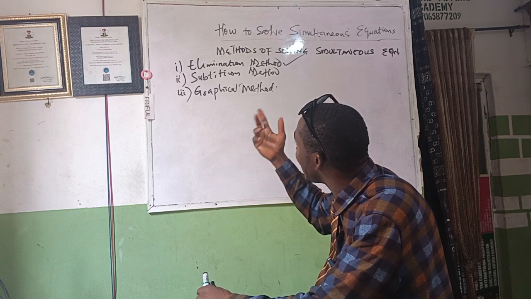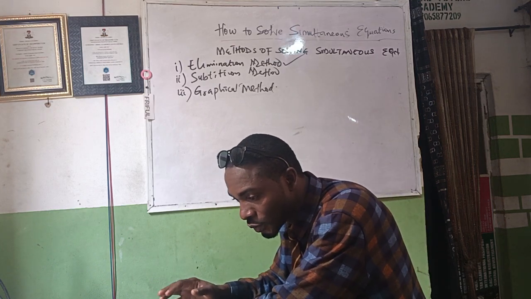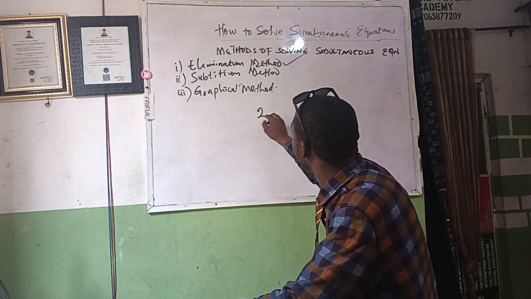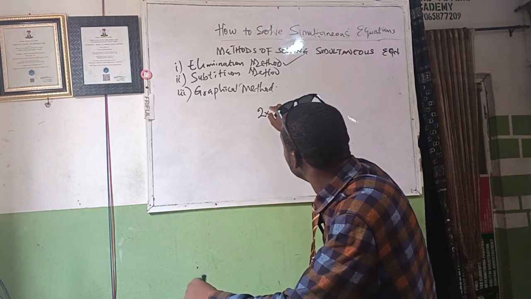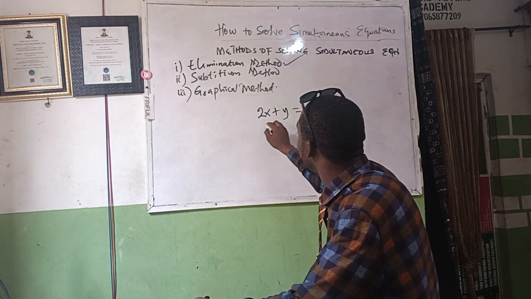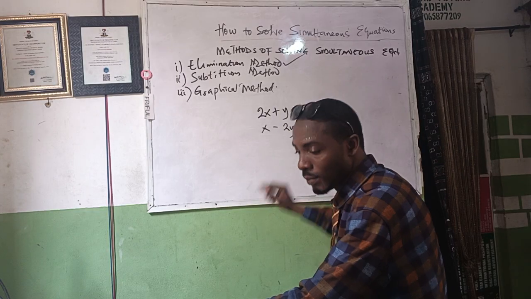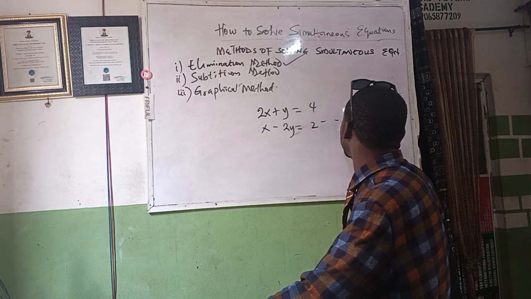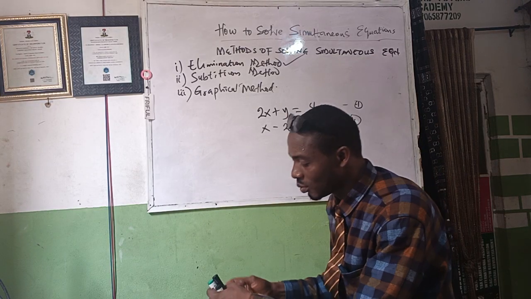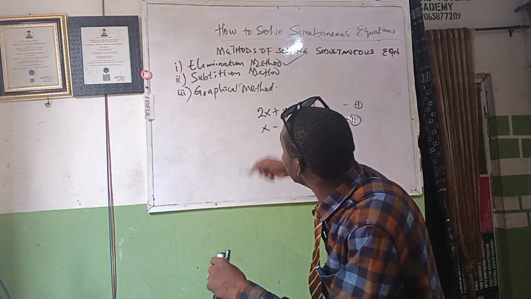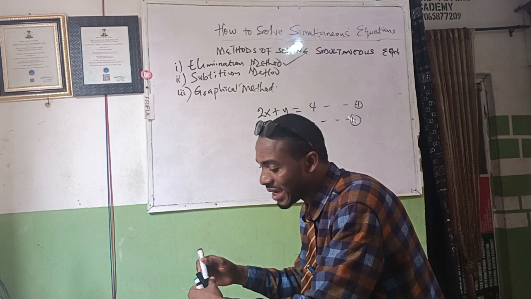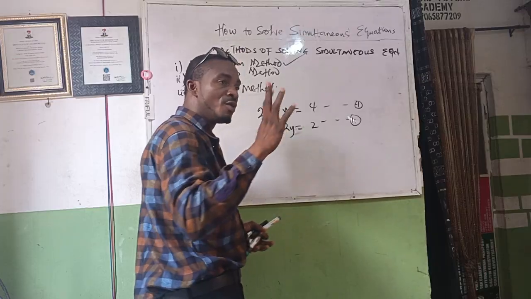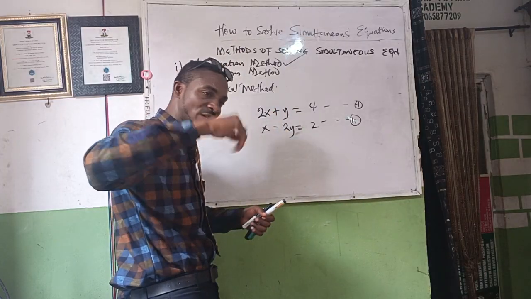Then let's say, for example, we have elimination method, which is number one. Let's look at this question where we have 2x plus y equal to 4, equation 1, and x minus 2y equal to 2, equation 2. Now we dive into what we are saying. Let's make use of elimination method here. The word elimination means eradicate or remove. Yes, remove. Take it off.